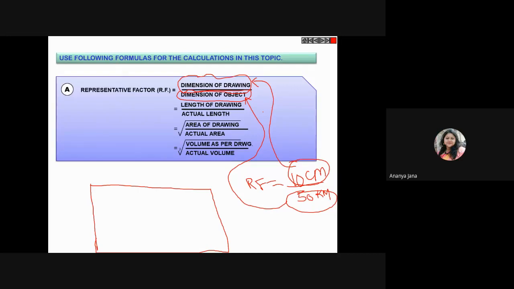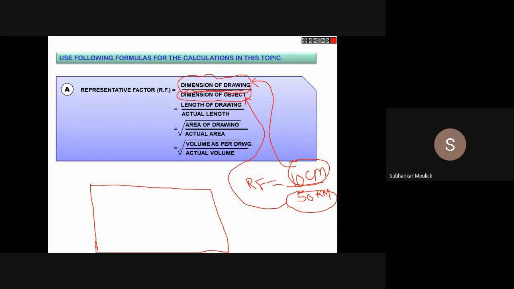Yes, sir. Fine. Now see, you cannot solve it yet because the numerator part is in centimeter and the denominator part is in kilometer. So either you have to convert this kilometer into centimeter, or you have to convert this centimeter into kilometer. Then only the units will match and you will get the proper value of RF. Yes or no?